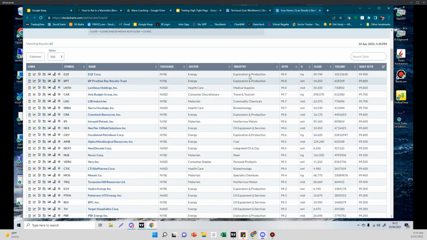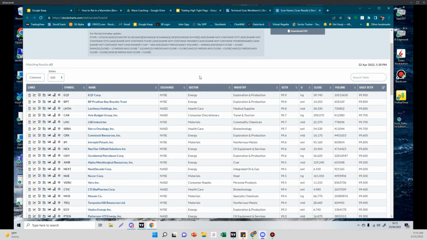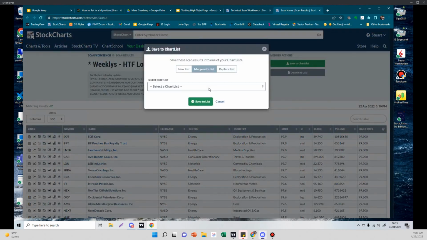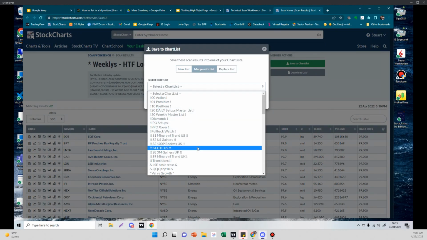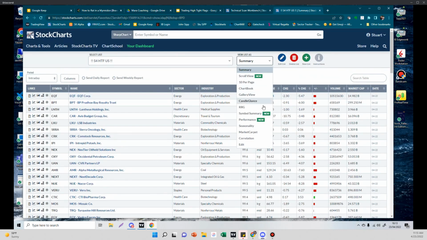potential high tight flags, and I know all of these will be, because this is just a scan that's picking up the first part of the pattern, which is, has it moved more than 100% in the last 8 weeks, and is it now starting to decline? So some of these will already be on my list, and others won't. So 62 in there, save that into a high tight flag list. Just there. And we can have a wee look, see what we've got.